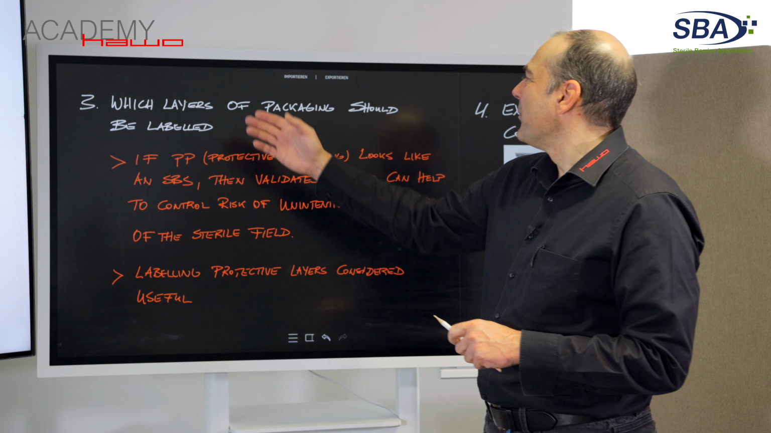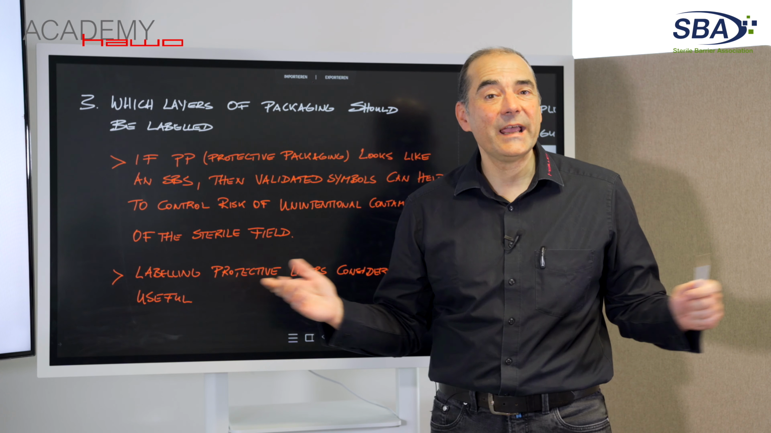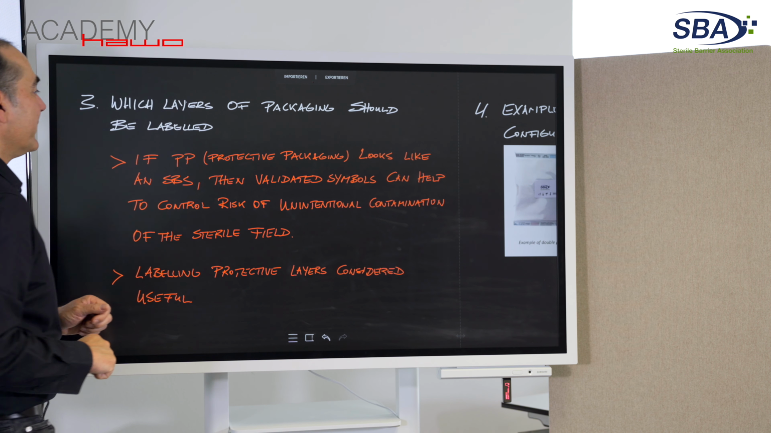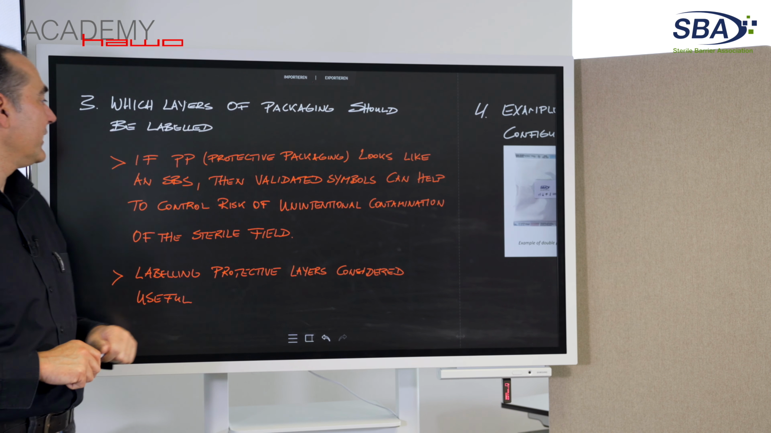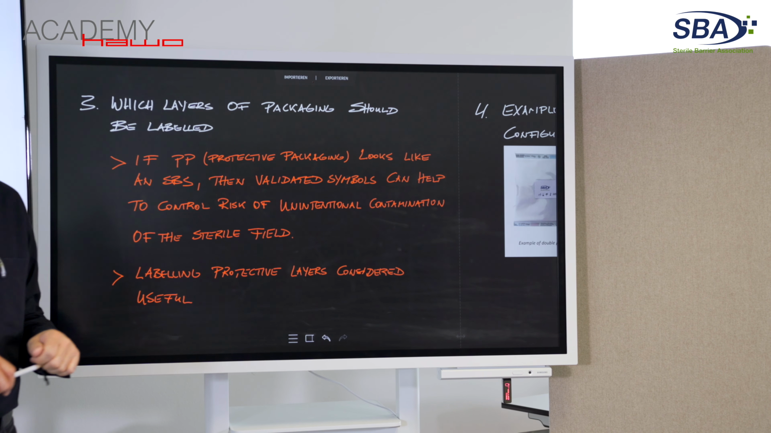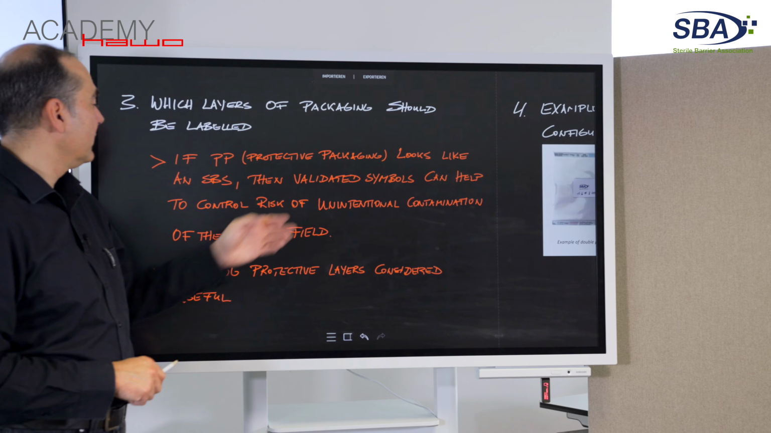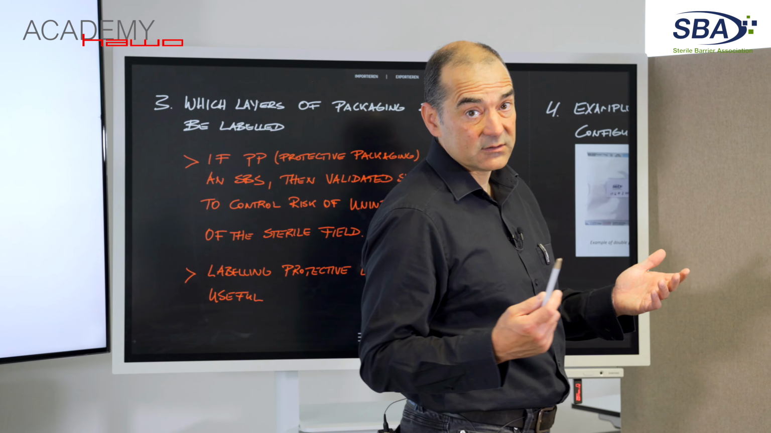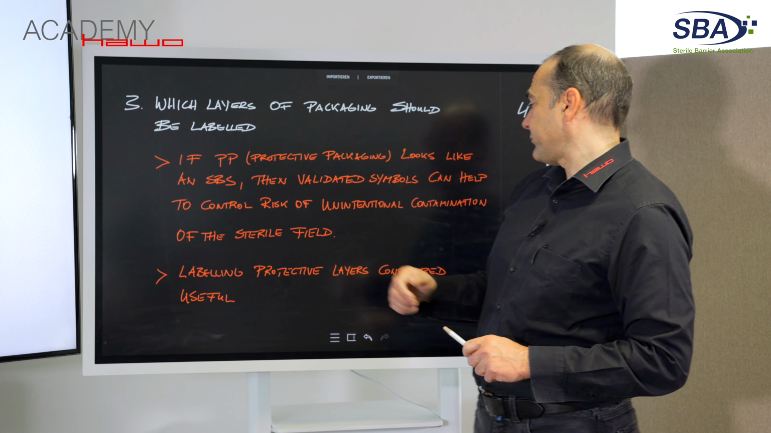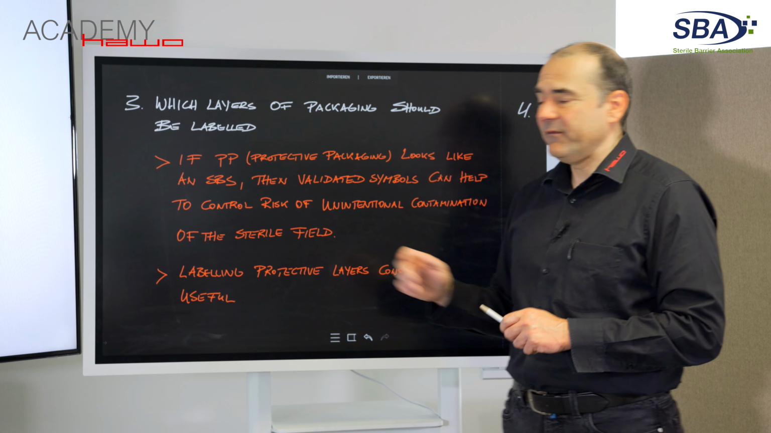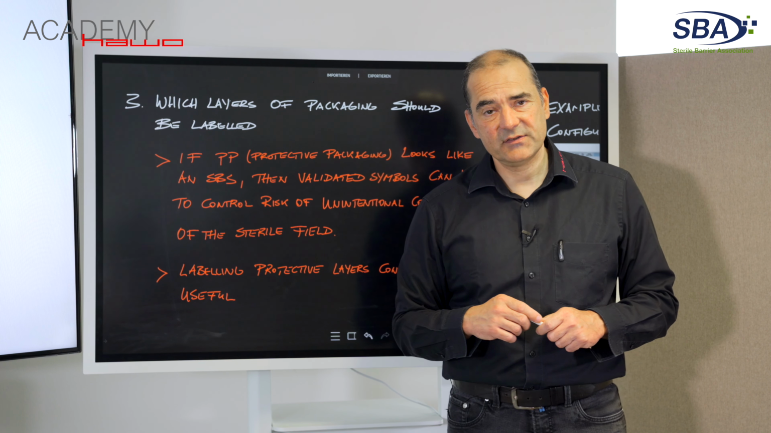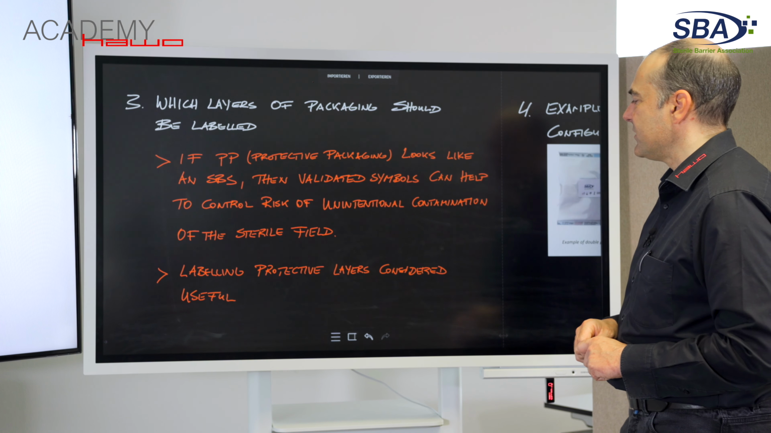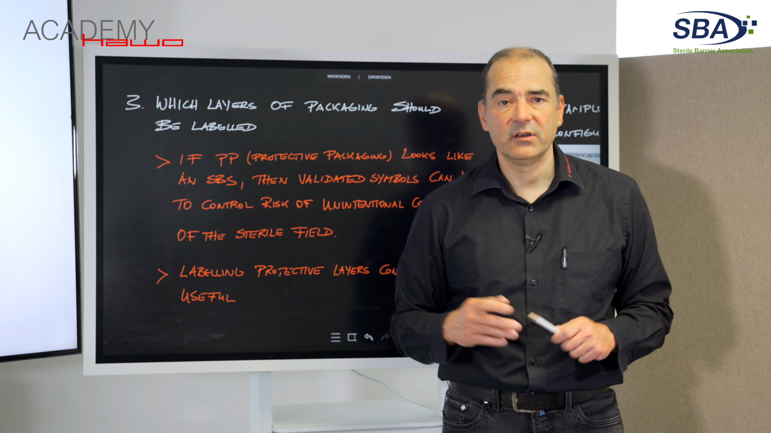Next up is: which layers of packaging should be labeled? Well, if the protective packaging looks like a sterile barrier system, then validated symbols can help to control the risk of unintentional contamination of the sterile field. However, when it's clearly visible what is the sterile barrier system and what is the protective packaging, the labeling of protective layers is considered useful.